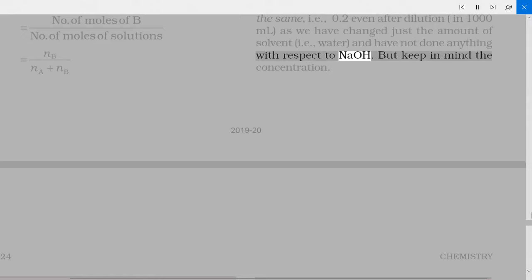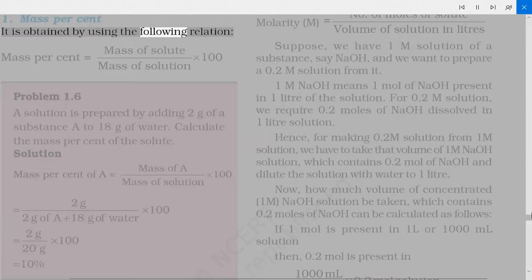Mass percent is obtained by using the following relation. Problem 1.6. A solution is prepared by adding 2 g of a substance A to 18 g of water. Calculate the mass percent of the solute.